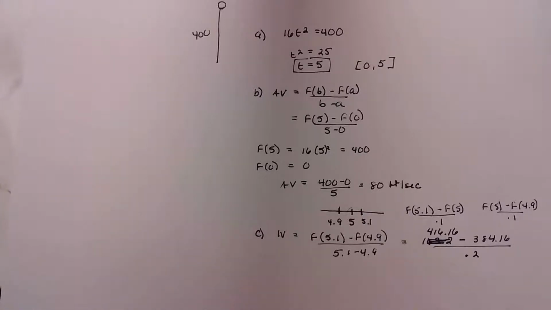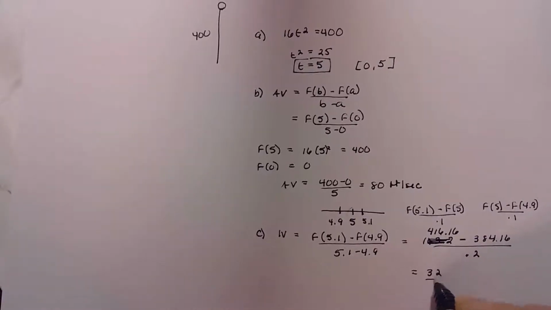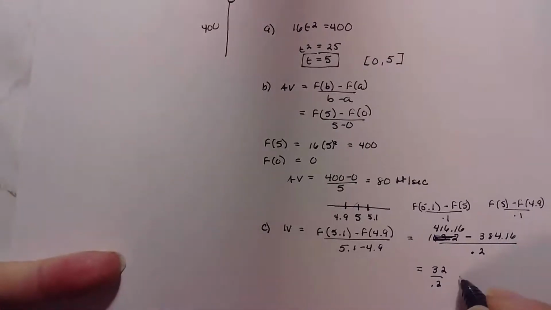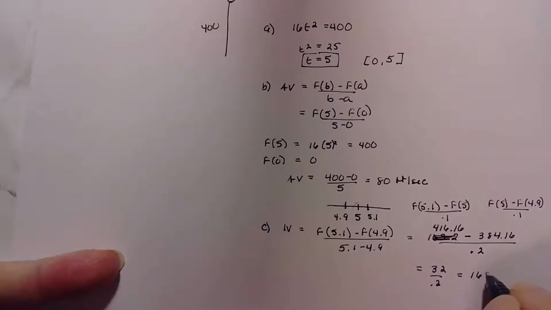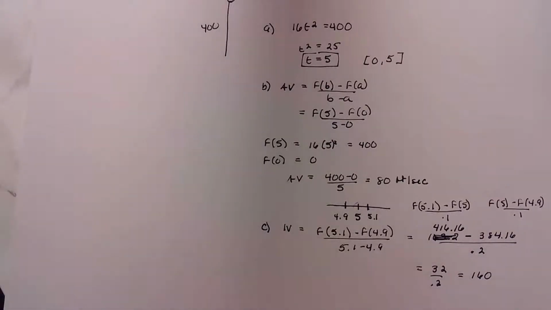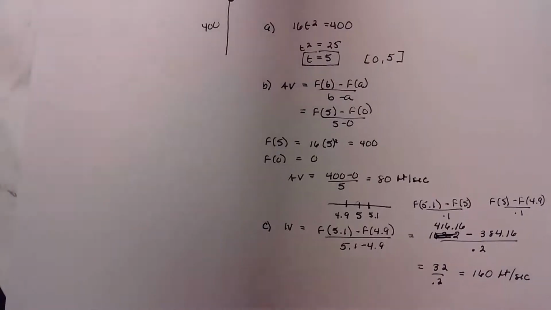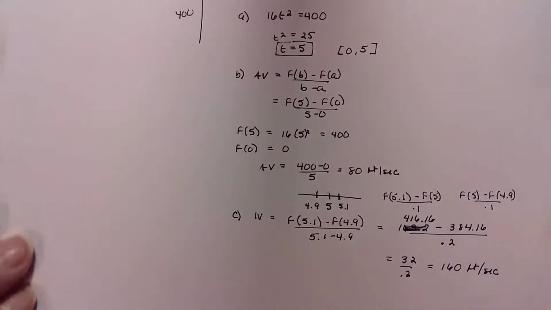And if I subtract that from 416.16, I get 32. So this is 32 over 0.2. And we get 160. All right. And again, we're looking at instantaneous velocity, and so that's in feet per second. So those are the first two.